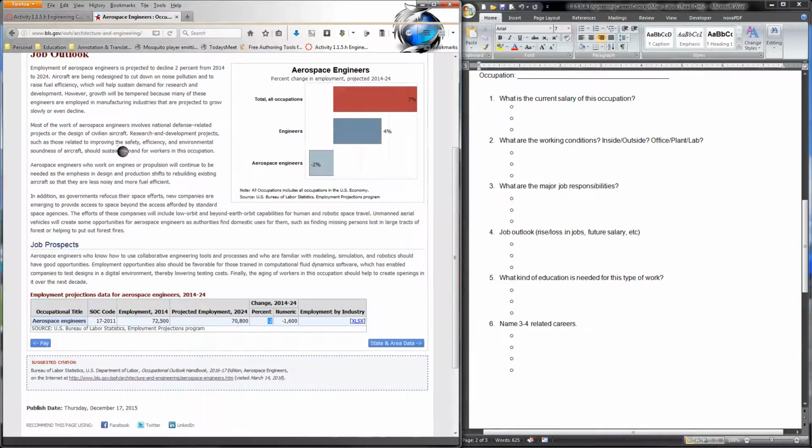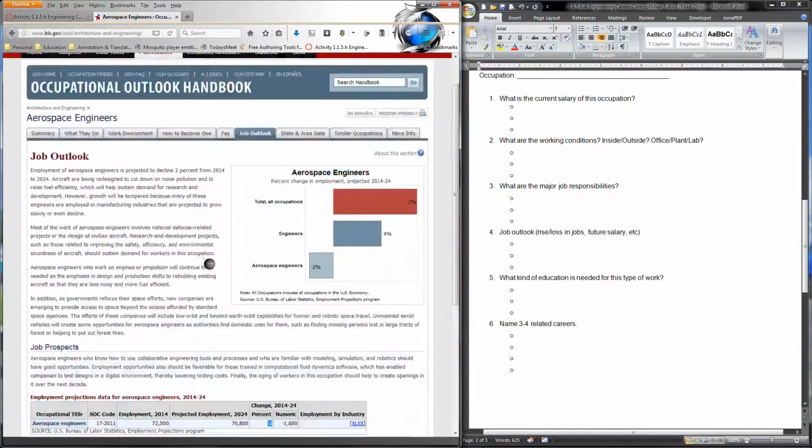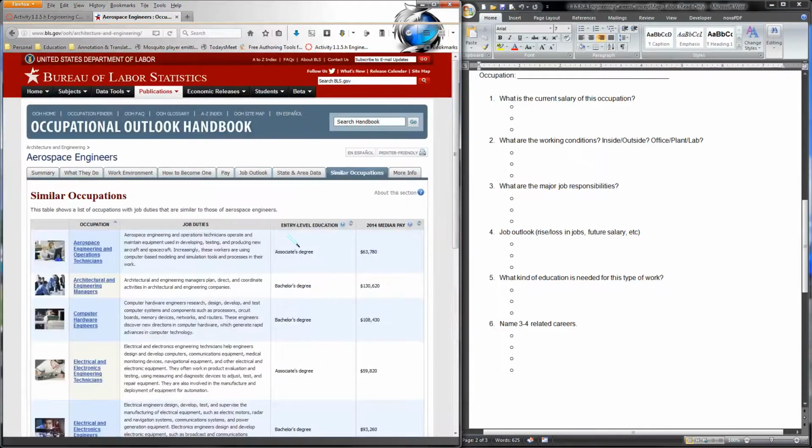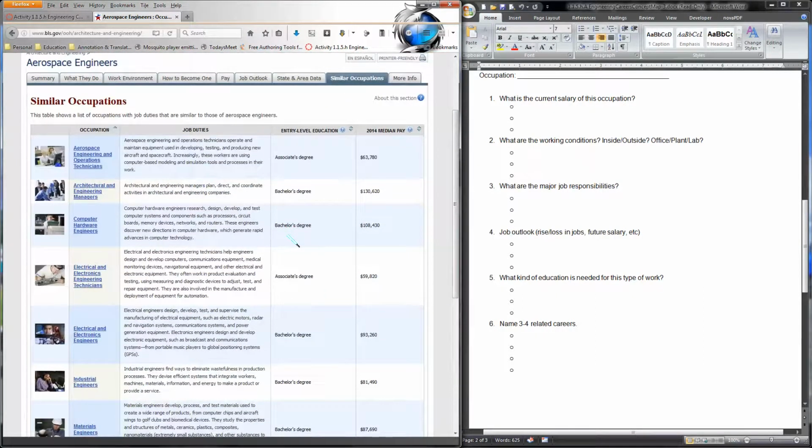So there's some facts you can get from the paragraphs. But one of the things you can use is that in 2014 to 2024, there's going to be a decrease or an increase, depending on your career, of number of jobs. And then similar occupations, what other jobs are similar, and it'll talk about what those jobs' duties are, what kind of degree you'll need, and what kind of pay that you would make in that sort of career. So some of them you're going to make more, you're going to need less education or more education, you might make less money, just depends.